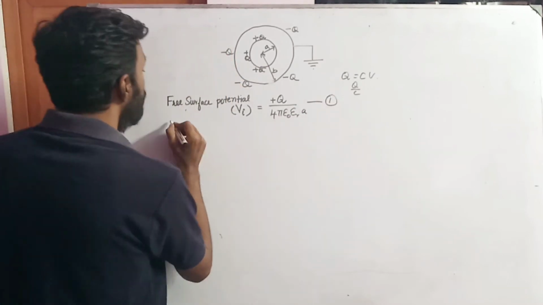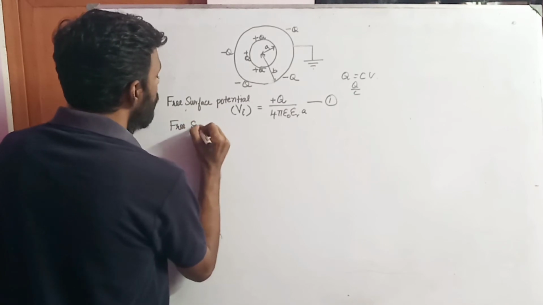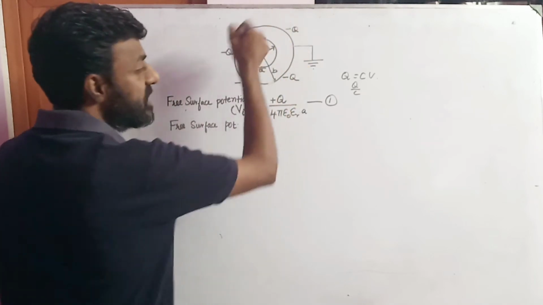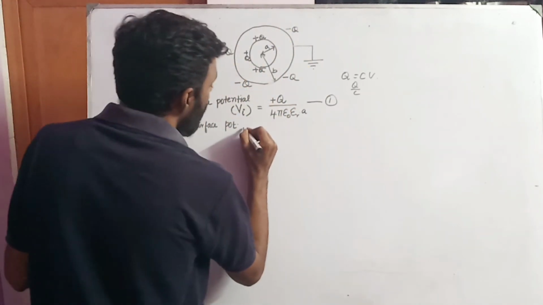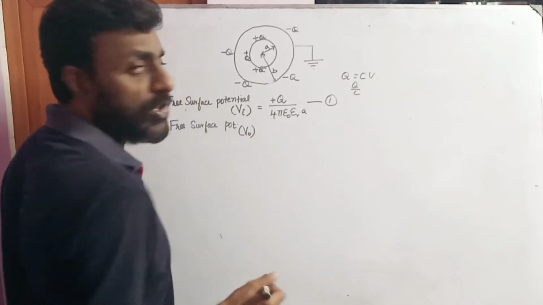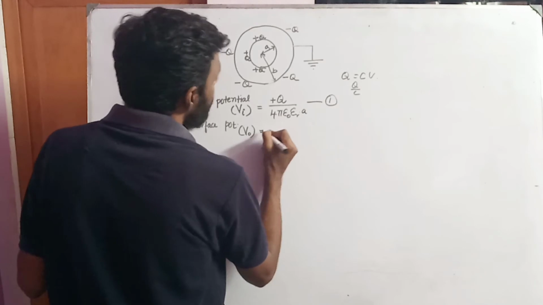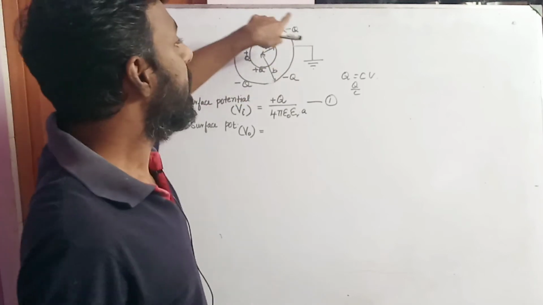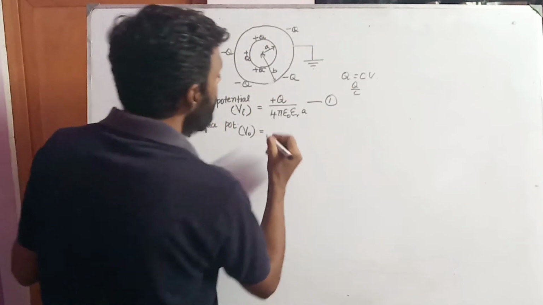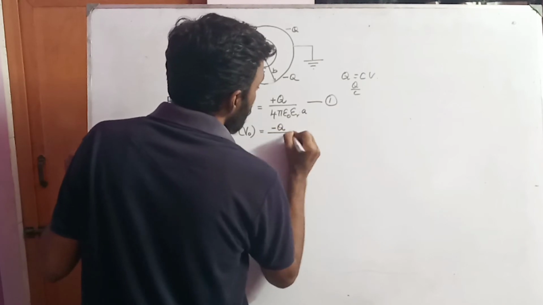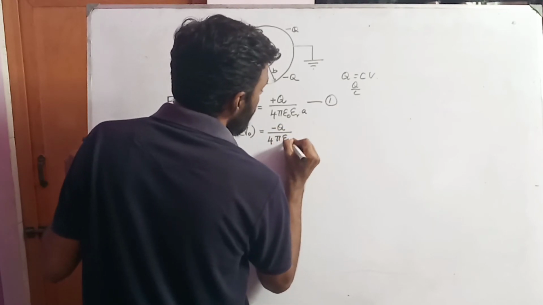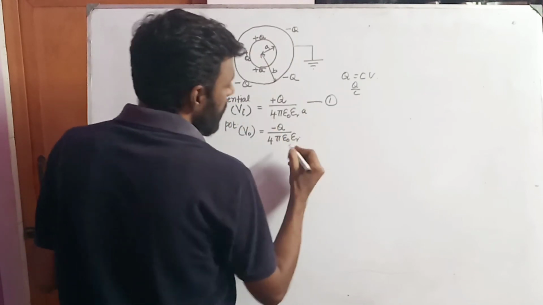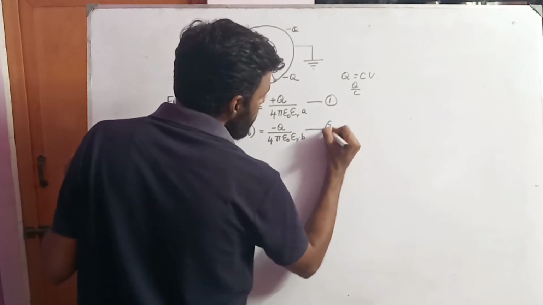Now again I am finding the free surface potential for the external sphere. I am indicating it with V0, for the external or outer sphere. The external periphery of the outer sphere has acquired a negative charge, that is minus Q. So V0 will be minus Q divided by 4 pi epsilon naught epsilon r times B, where B is the radius of the outer sphere. Let this be equation number 2.